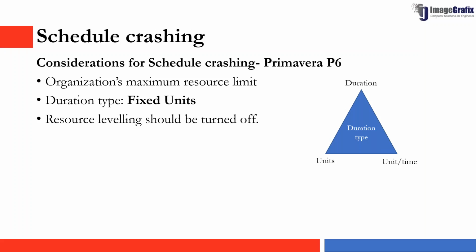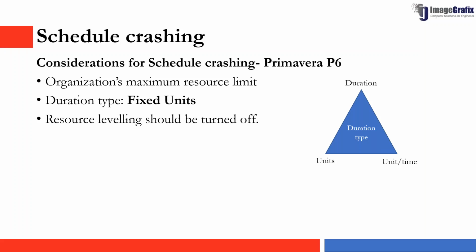So duration type is one of the parameters that can be involved when progressing an activity with Primavera P6. There are 4 duration types available in Primavera P6, but when it comes to schedule crashing, we need to go with fixed units. It is one of the duration type methods that is available, and we need to follow the fixed units method to do the schedule crashing in Primavera P6.